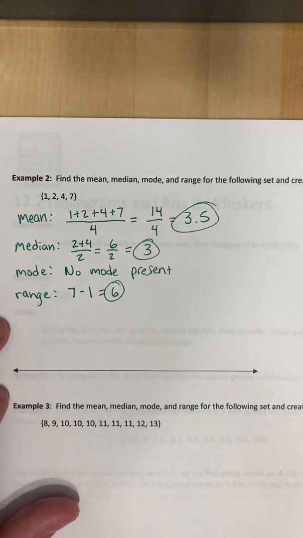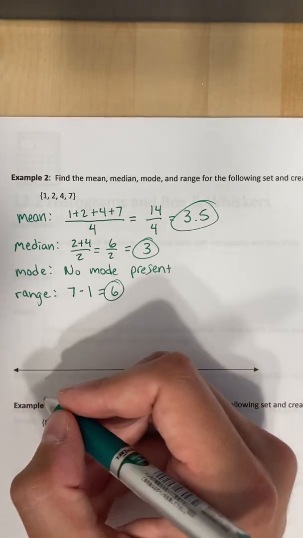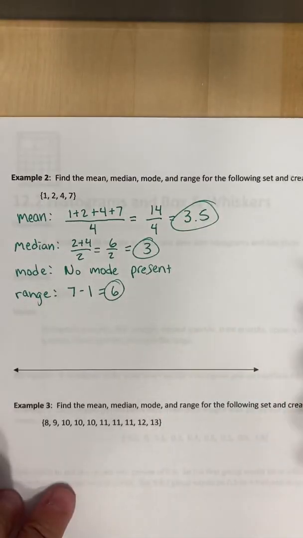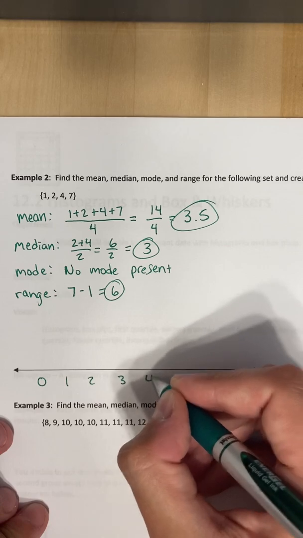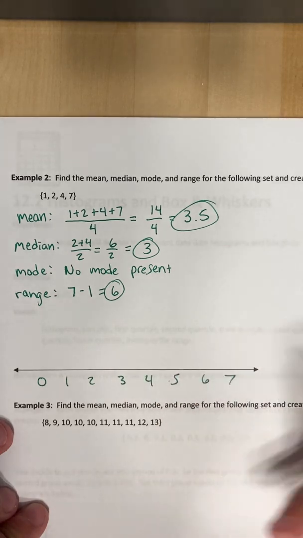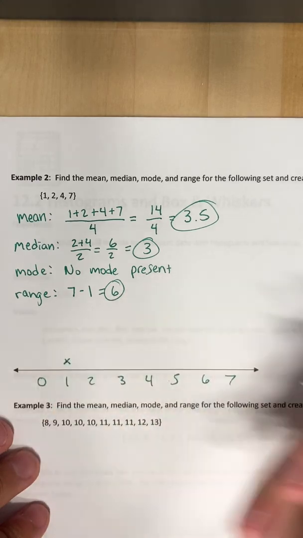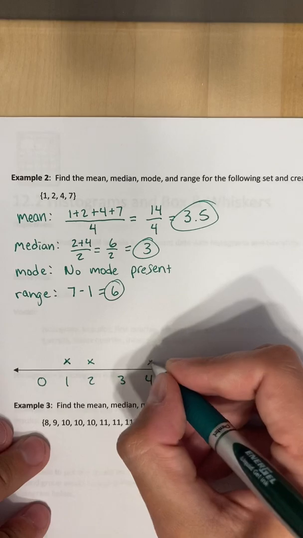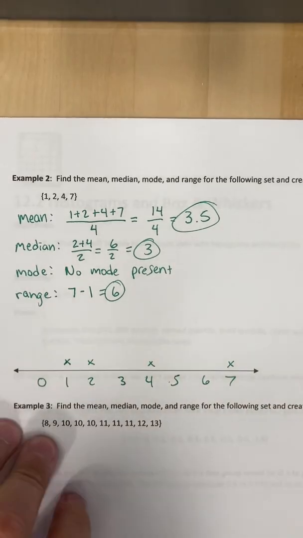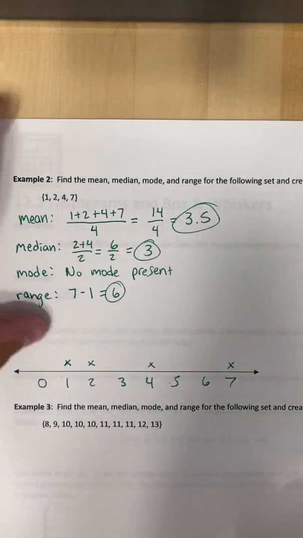There you go. And our dot plot. Let's do the dot plot. 0, 1, 2, 3, 4, 5, 6, 7. We only have one of each, so let's do x's this time. So put an x here, an x here, an x here, and an x there. I know it's a sorry looking dot plot, but it is a dot plot.